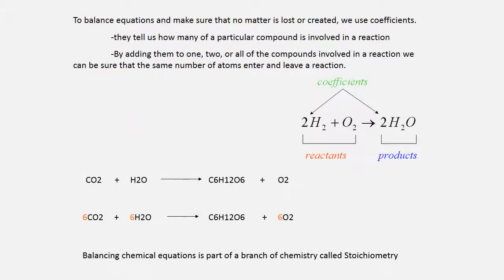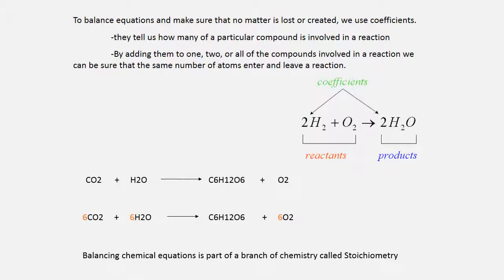Since matter cannot be created or destroyed, many reactions require more than one of each reactant compound to start the equation, and will make more than one of some of the products. To balance equations and make sure that no matter was lost or created, we use coefficients to represent how many copies of each compound are involved. Coefficients are large numbers, not a subscript or superscript, written in front of the compound that tell us how many of that particular compound we have.